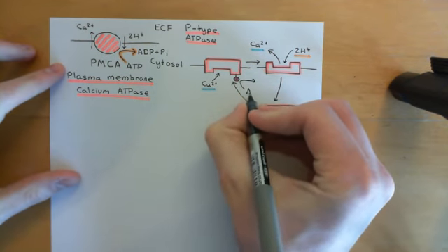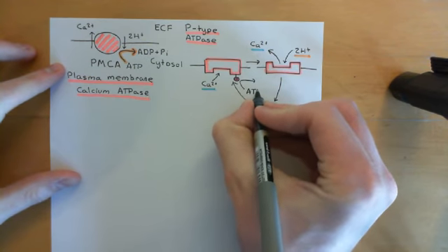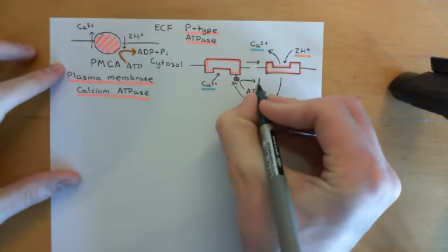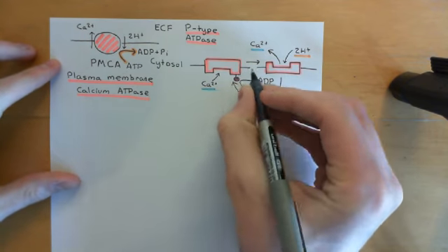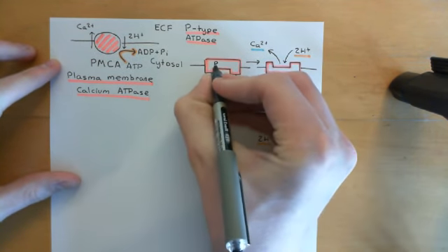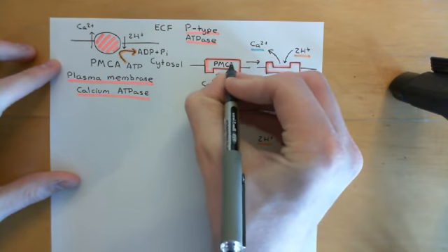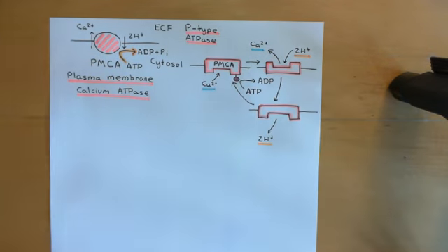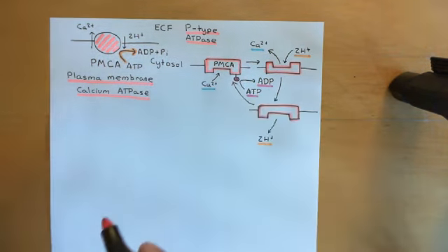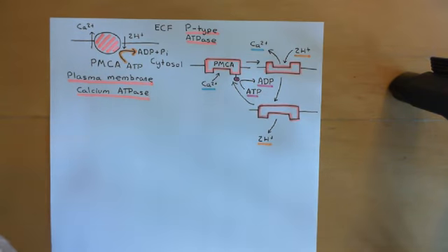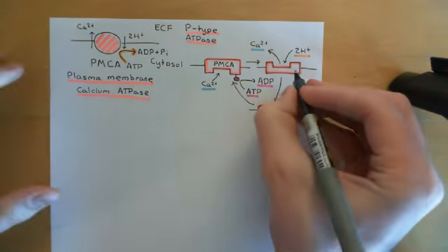So ATP is going to give up its gamma phosphate and become ADP, and that gamma phosphate is going to be attached onto the PMCA, which I might just label up here. So ATP gives its gamma phosphate group onto the PMCA, and that phosphate group that's been added onto the PMCA now causes the PMCA to move into the outwardly facing conformation.